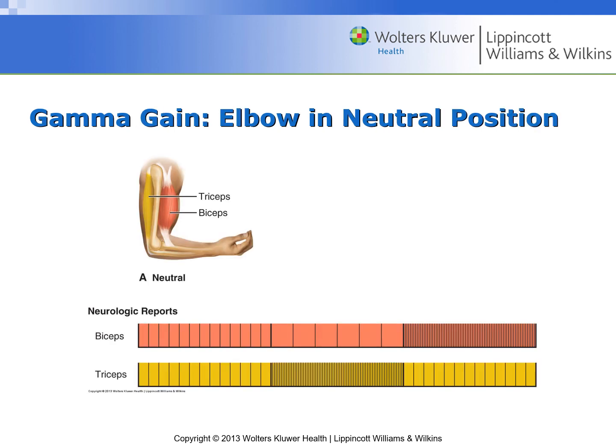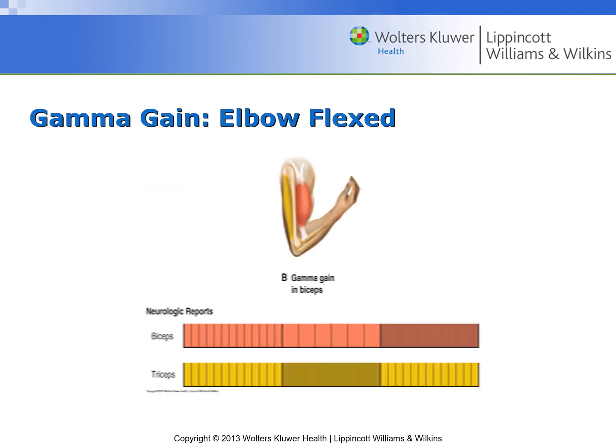Let's now take a look at the concept of gamma gain. When the elbow is in the neutral position, the neurological report from both the biceps and triceps brachii muscles is low. When the elbow is flexed, the neurological report from the shorter biceps is decreased, while the report from the lengthened triceps is increased. During the shortened phase, the gamma loops of the spindles in the biceps increase their sensitivity to lengthening, which is called the gamma gain.